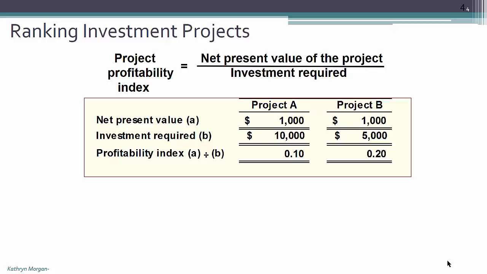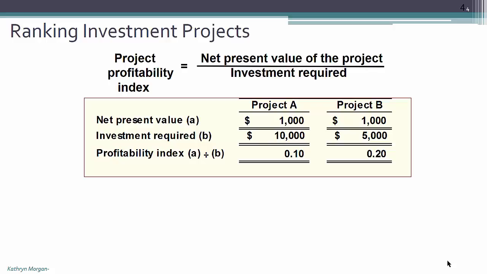On the screen you see two projects with equal net present values of $1,000. However, the initial investment in Project A is $10,000, twice as large as the $5,000 investment for Project B. If a company has limited cash, it might not be able to invest the whole $10,000 in Project A, right? After computing the profitability index for each product, you should notice three things.